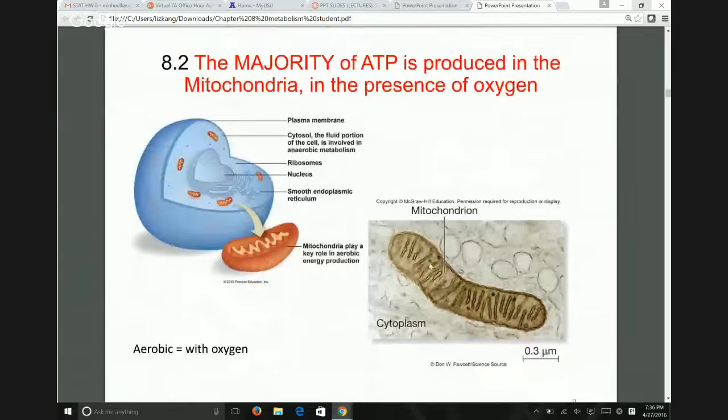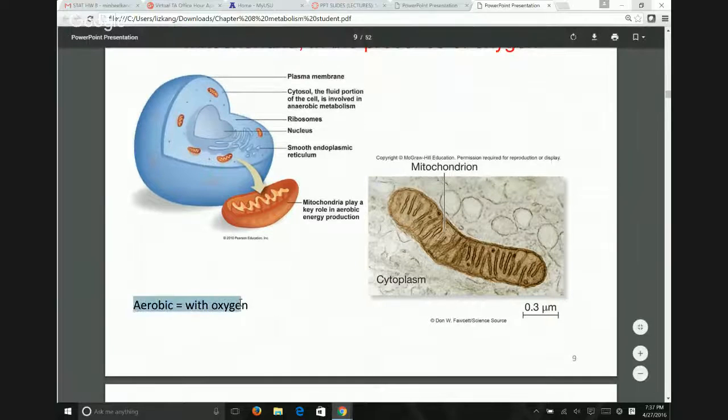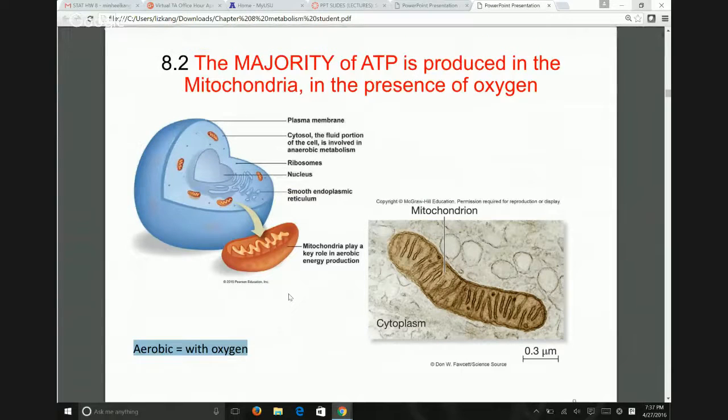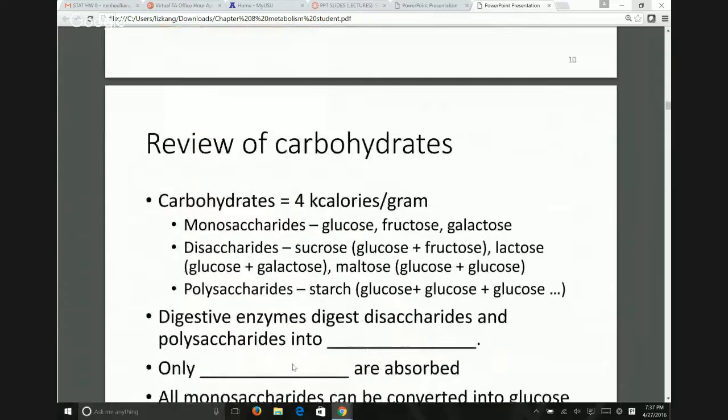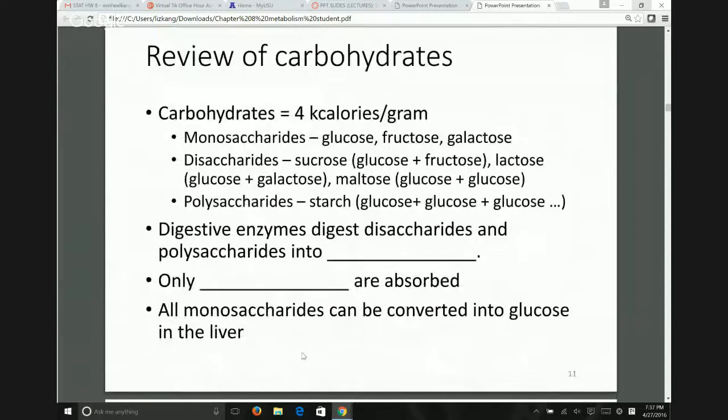Mitochondria. So mitochondria is where most of the ATP gets produced. That's what it looks like, and it's inside of the cell. The ATP gets produced in mitochondria only when it's aerobic, so when we have enough oxygen for the process. That's something you probably want to know, that can help you navigate the question and answer the question.